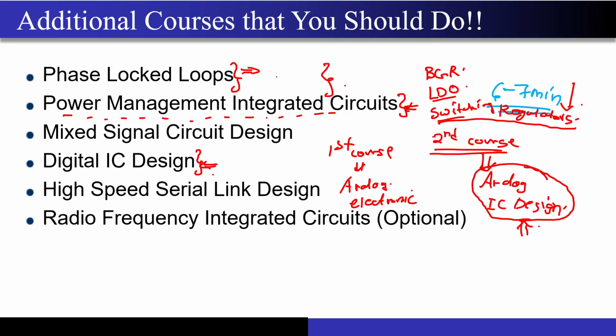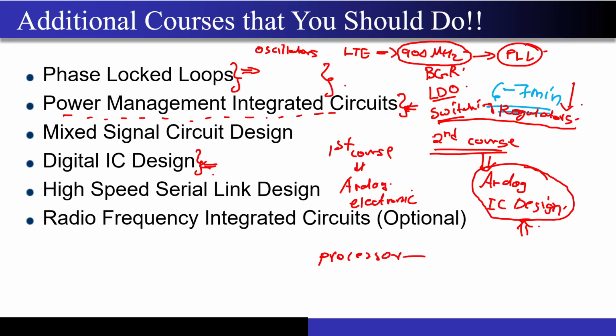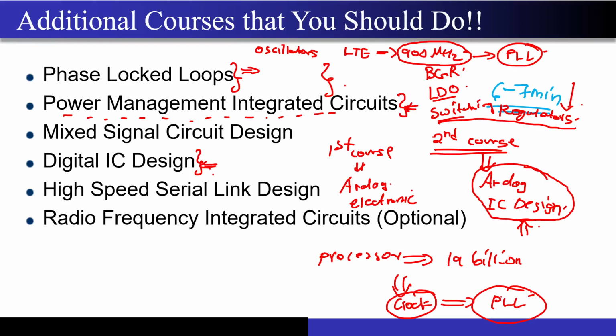The phase lock loop course will teach you how to design the oscillators. Correct? I talked about the LTE, the 900 megahertz band. Who designs this? How does your mobile generate this frequency? It is generated by a block called a PLL. Your processor, the latest Apple processor, has 19 billion transistors. Now for that processor you need a clock. Who generates this clock? Again, the phase lock loop block generates this clock.